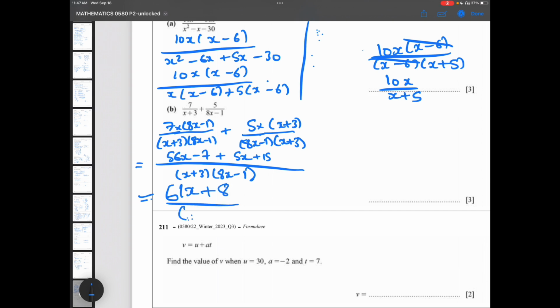Upon (x + 3) and (8x − 1). This will be my answer: (61x + 8) upon (x + 3) into (8x − 1).